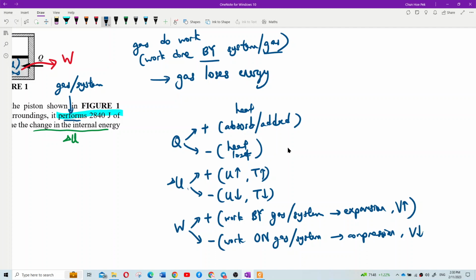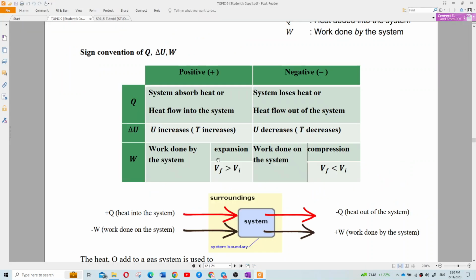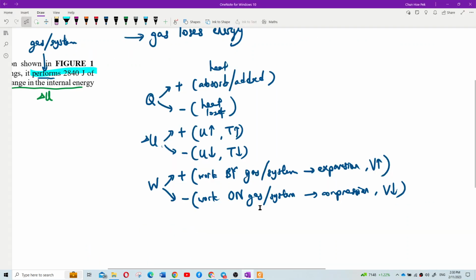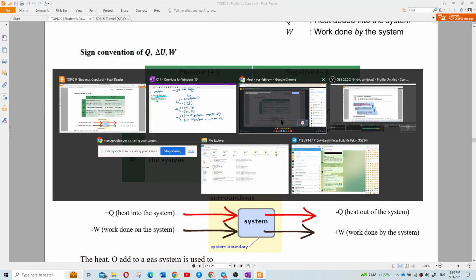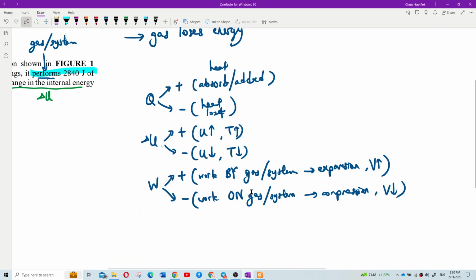The volume will decrease. Okay, negative, work done negative. Very hard to remember this one, class. I know it's very hard to remember. Work done by gas is positive. Work done on gas is negative. Is it correct? I might check again. Work done on gas, yeah, negative. Work done by gas is positive. Okay, very hard to remember.